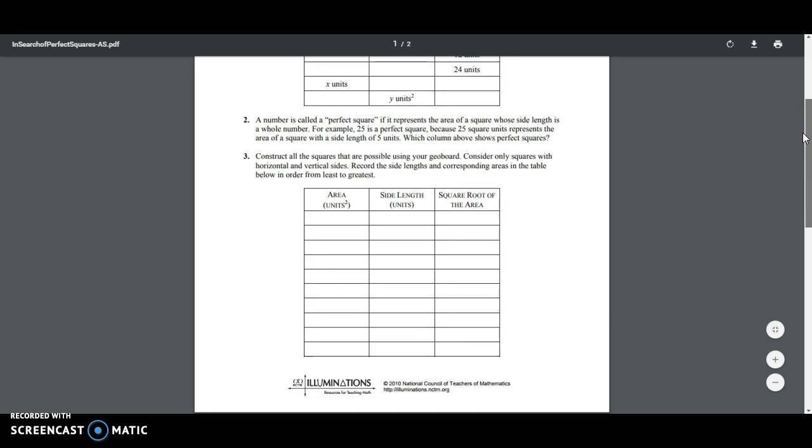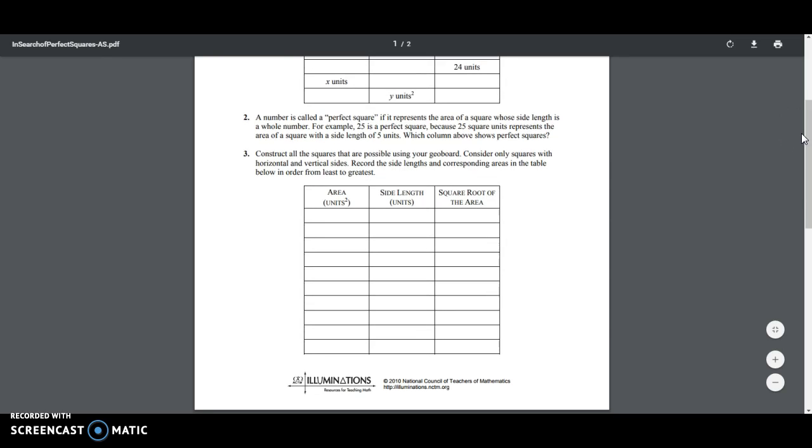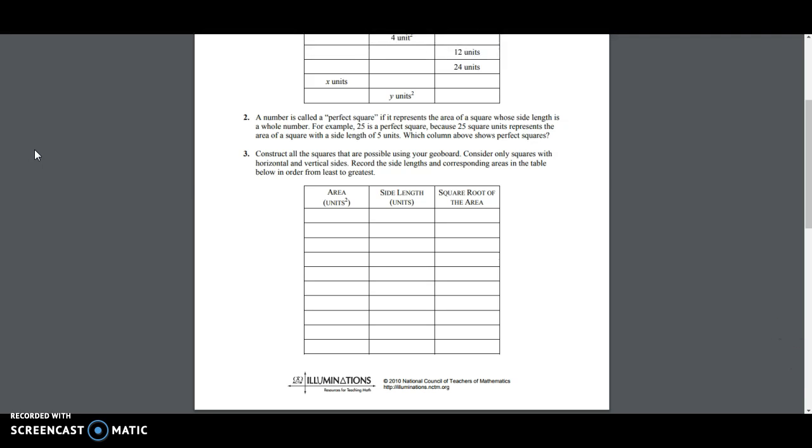The next question wants us to try to construct as many squares with our geoboard as possible. Now, what you're going to want to do is work together, and your teacher's going to pause as you work on these. All right, so we're going to then unpause the video and show how to do some of these examples. All right, so pause the video now.